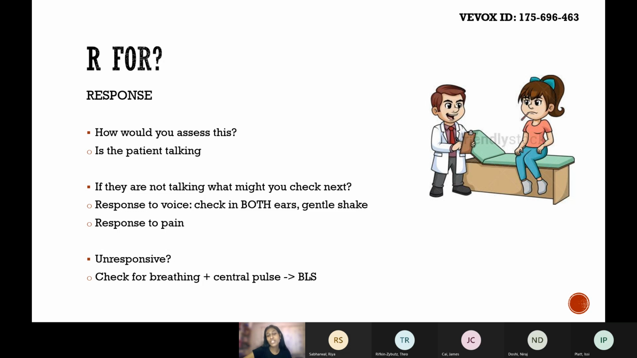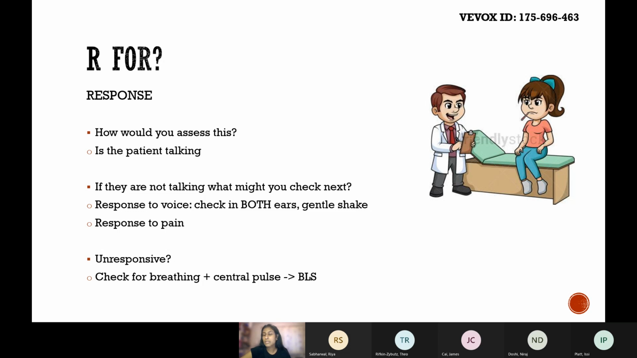So before moving on to shaking or seeing their response to pain, you might actually want to see whether they're able to respond to your voice. The way you might do that is go up to them and check in both ears, just in case there are any hearing difficulties. You'd want to speak to them in a very loud, clear voice into both ears. And then, like you said, Theo, shake and check their response to pain as well. So often you go for the trapezius muscle here and give it a squeeze.